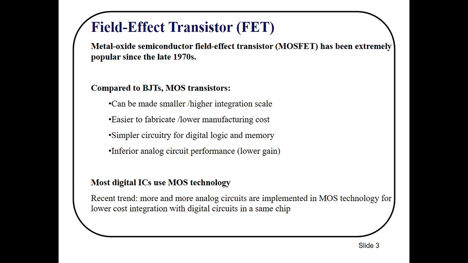It can be made smaller, it is easier to fabricate, it has simple circuitry for digital logic and memory, and it has inferior performance in analog circuits. So MOSFETs are used extensively in integrated circuits, and we no longer use BJT. Also, MOSFET is faster than BJT.